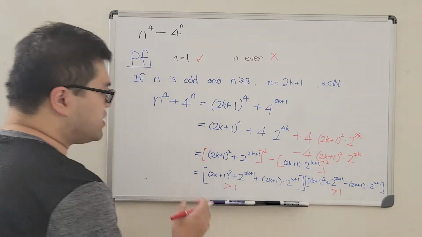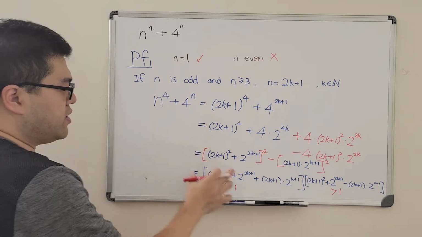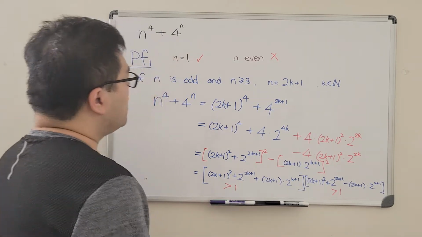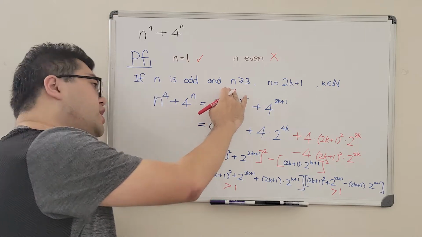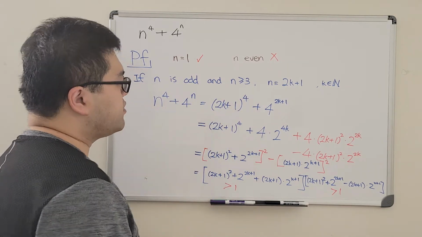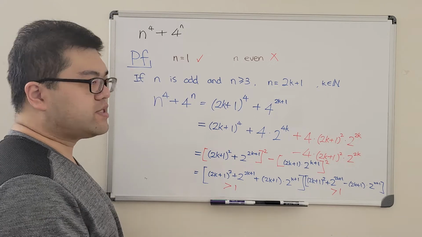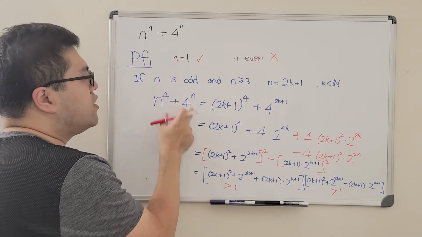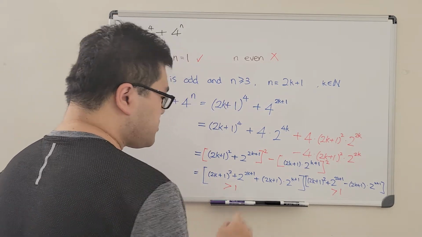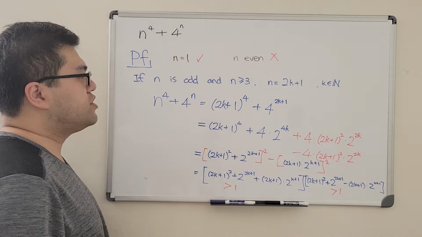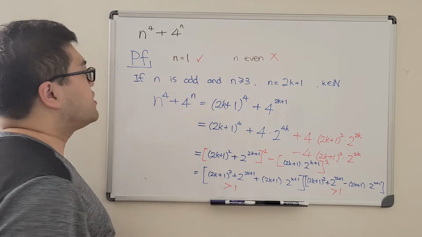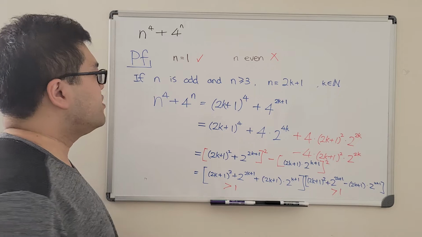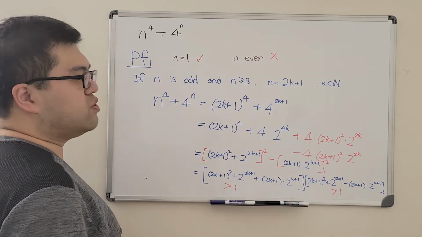So now we see that this expression can be written as the product of two integers that are bigger than 1 when n is greater than or equal to 3 and n is an odd number. What does this mean? This means that this is a composite number, or in other words, it is not a prime number when n is bigger than or equal to 3. Therefore, we jump to our conclusion that the expression n to the 4th power plus 4 to the nth power is a prime number if and only if n is equal to 1.